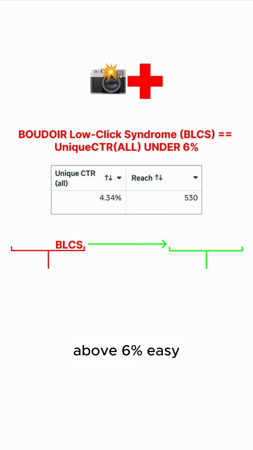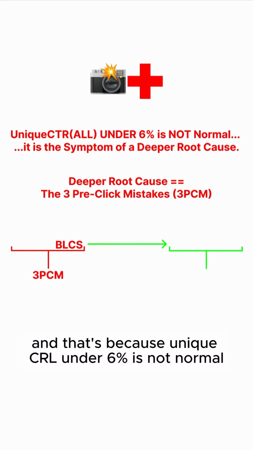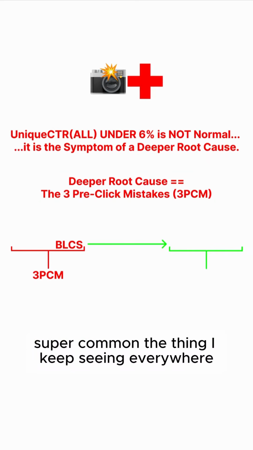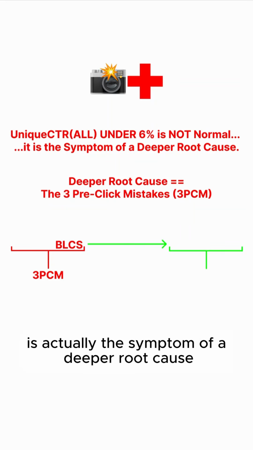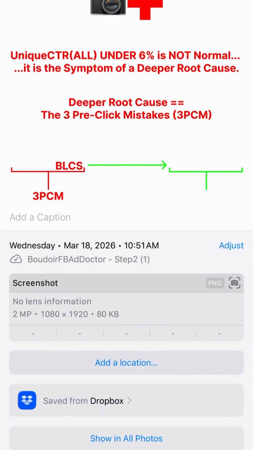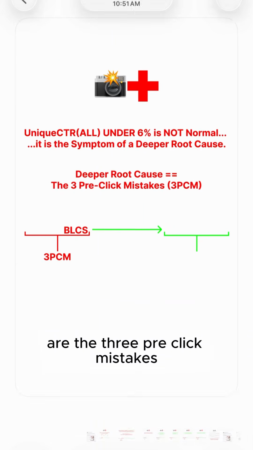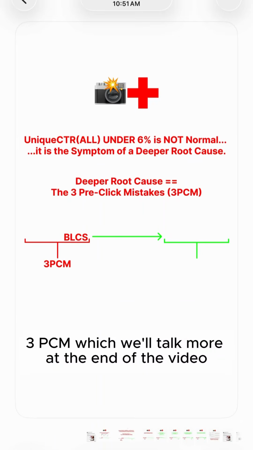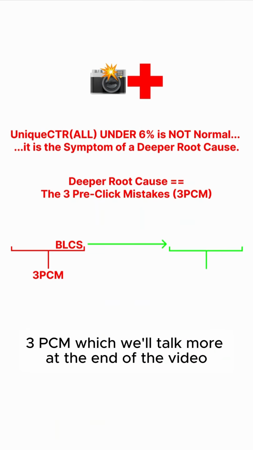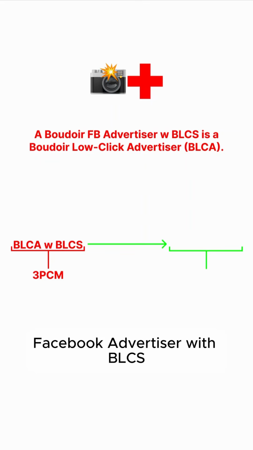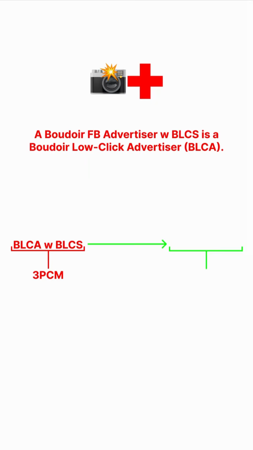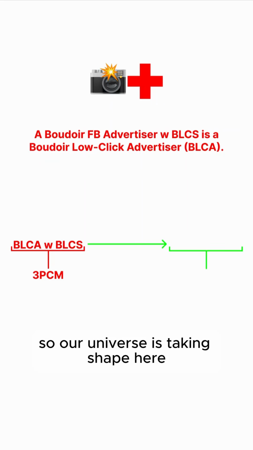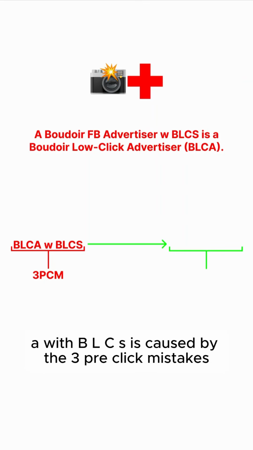Above 6%, easy. And that's because unique CTR under 6% is not normal. It's super common, the thing I keep seeing everywhere, and everyone accepts it as normal, but it's not. It's actually the symptom of a deeper root cause. The deeper root cause is the 3 pre-click mistakes, 3 PCM, which we'll talk more about at the end of the video. We also know that a Boudoir Facebook advertiser with BLCS is a Boudoir low-click advertiser, a BLCA. So our universe is taking shape here. A BLCA with BLCS is caused by the 3 pre-click mistakes.